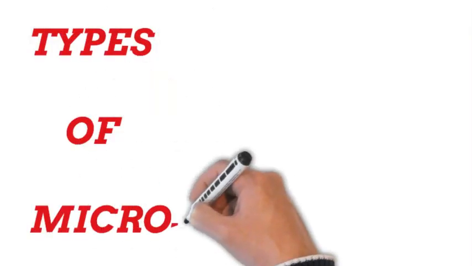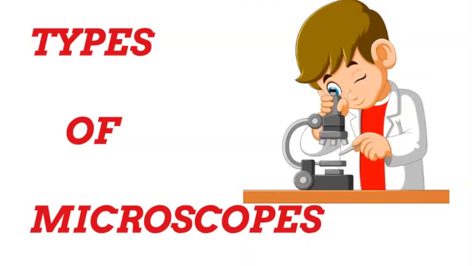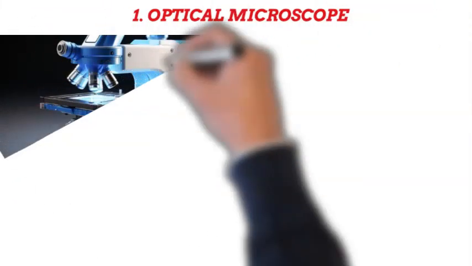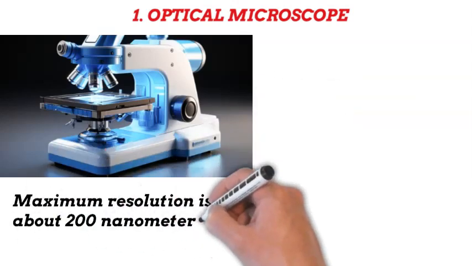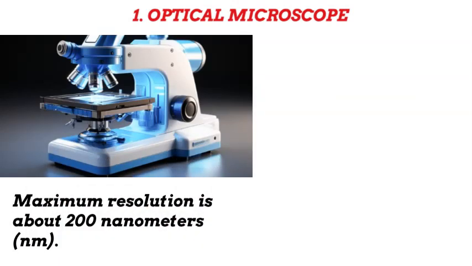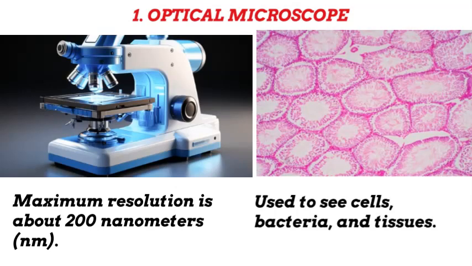There are three main types of microscopes, and each works differently. First, the optical microscope. It uses visible light and glass lenses. Maximum resolution is about 200 nanometers. Used to see cells, bacteria, and tissues.